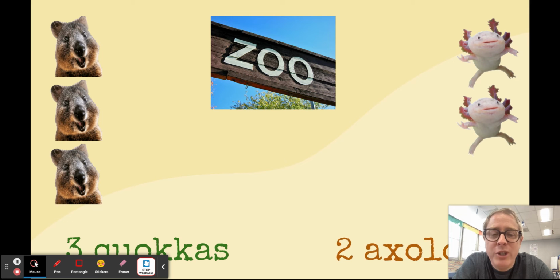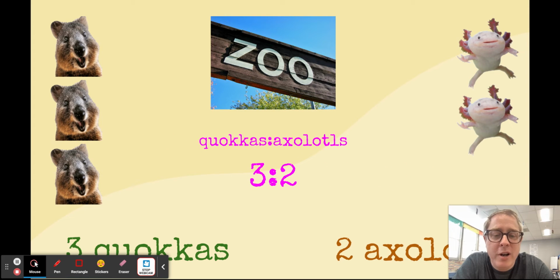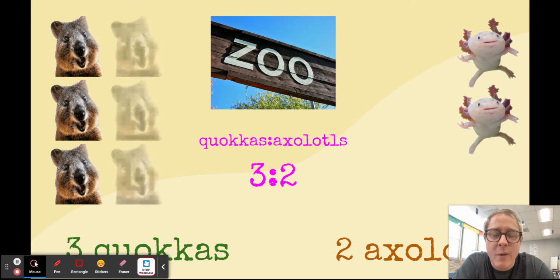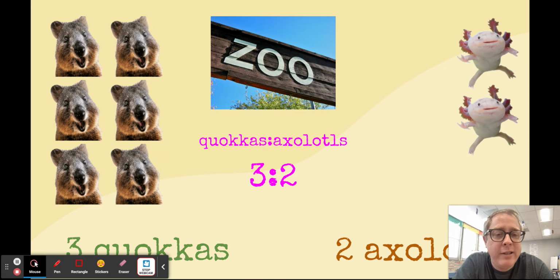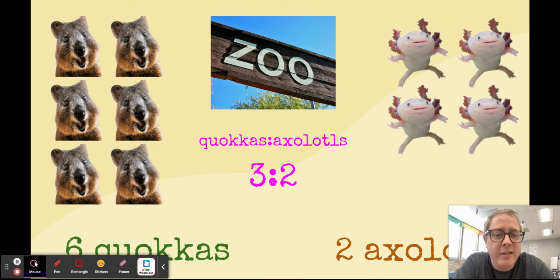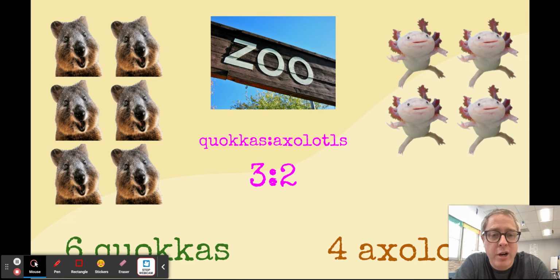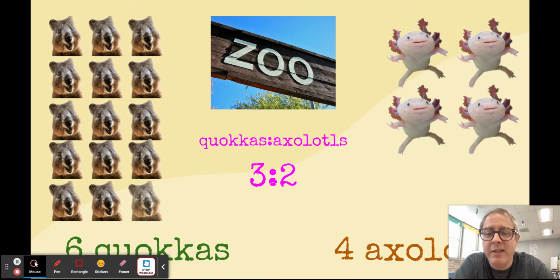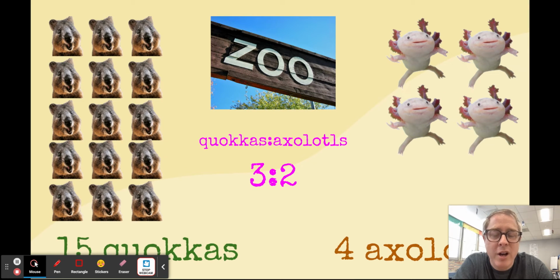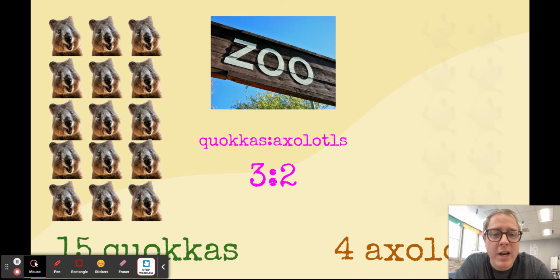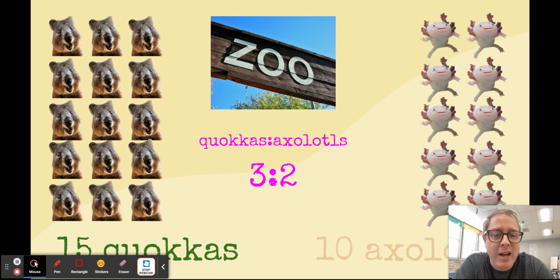Remember I had my quokkas and axolotl zoo. If I had three quokkas and two axolotls, that would be a ratio of 3 to 2. And if I wanted to keep that ratio, but I got three more quokkas, then I would need two more axolotls to balance it out. So I would have 6 to 4. 6 to 4 is an equivalent ratio to 3 to 2. What if instead of 6, I had 15 quokkas, but I wanted to keep that same ratio of 3 to 2? I would need a total of 10 axolotls to balance it out because 15 to 10 is a ratio that simplifies to 3 to 2.